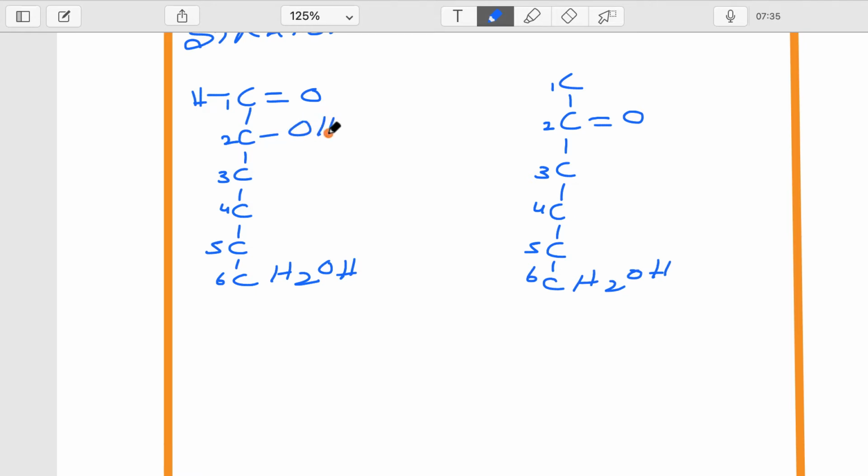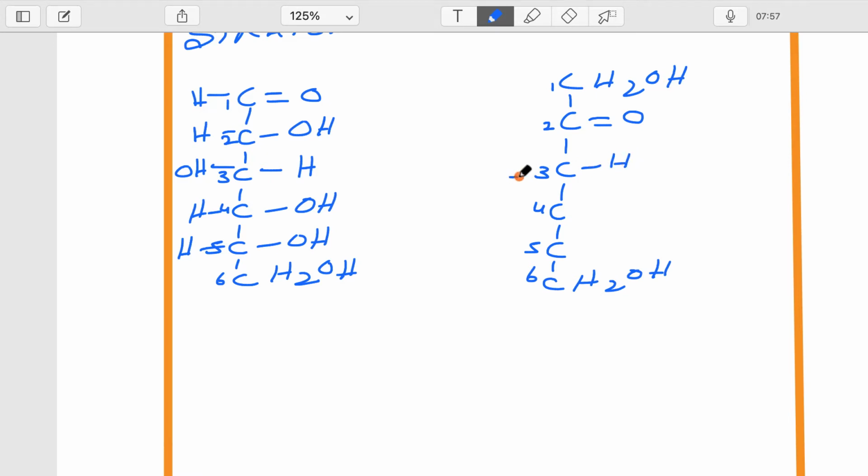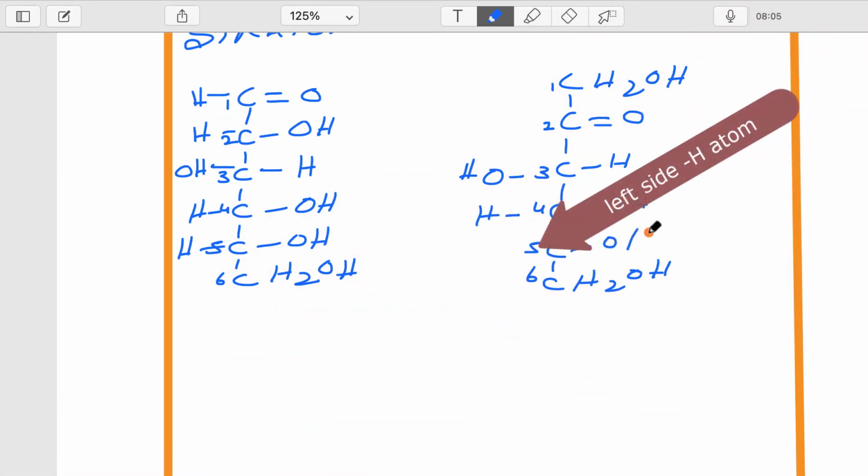Here it is a hydroxyl group and here hydrogen, and here again hydrogen and here a hydroxyl group. Hydroxyl group at the second carbon, here also a hydroxyl group at the second carbon. Here also there is a CH2OH group, and here a hydroxyl group on the right side and on the right side hydroxyl. It is very simple. This is what we call D-glucose.